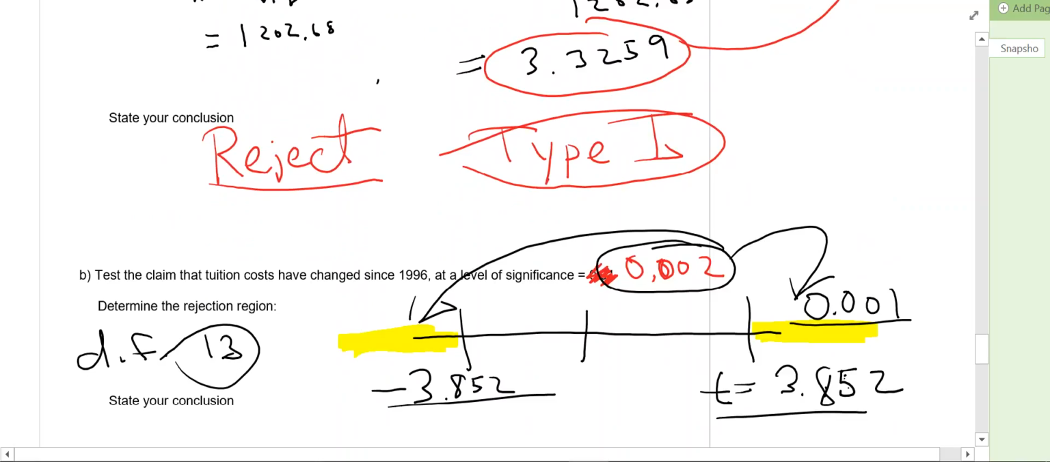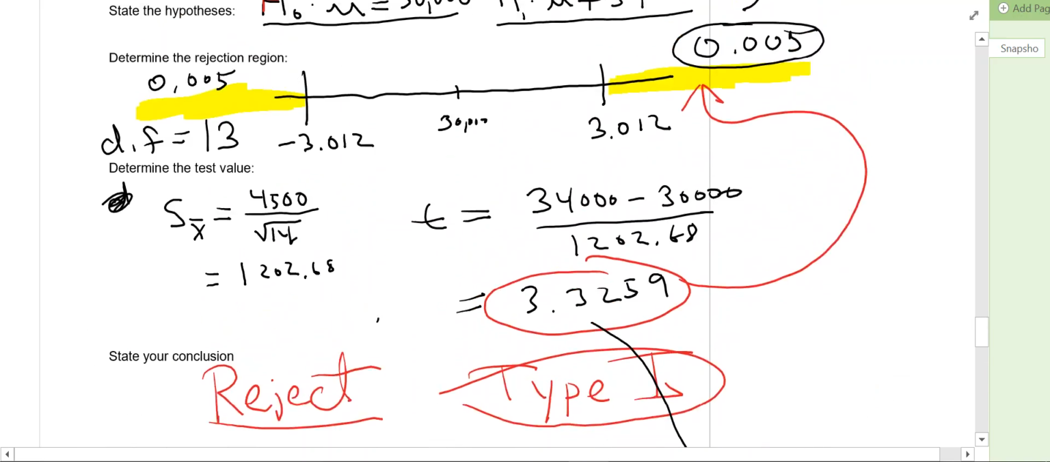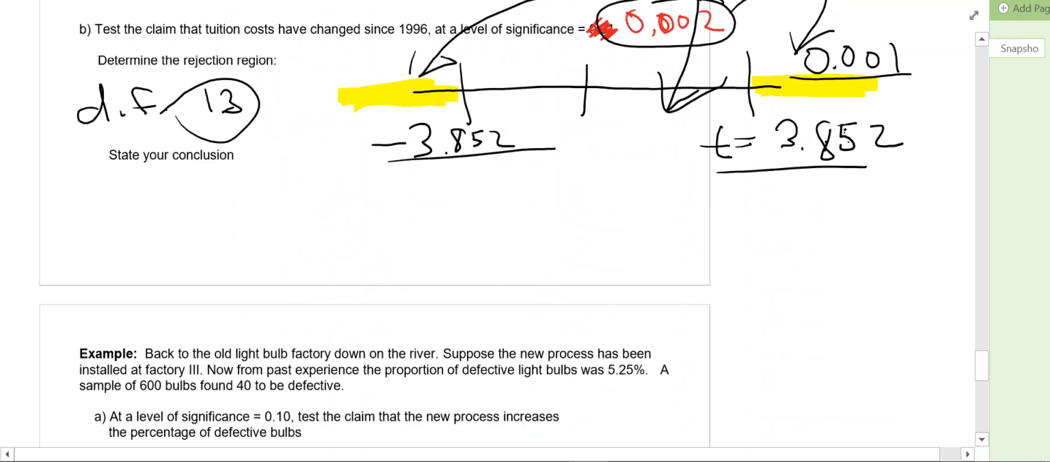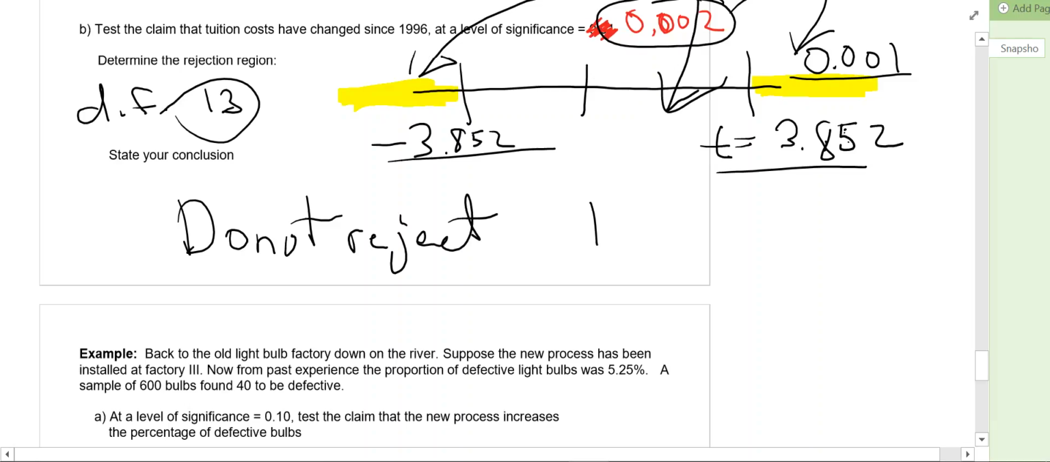I got 3.32. That particular value does not fall in the region of rejection. So at this particular level, I do not reject, okay? Do not reject with the possibility of a type 2 error. All right, I'm going to move on.